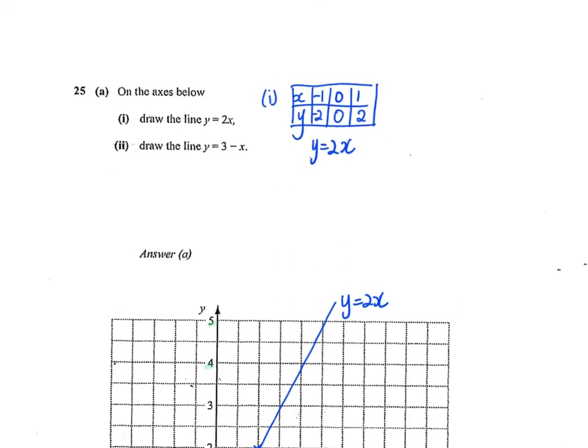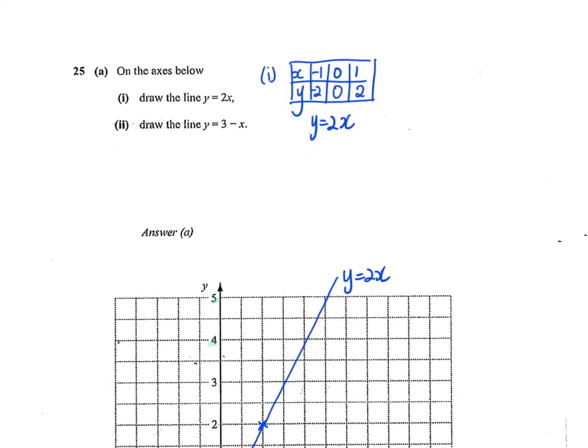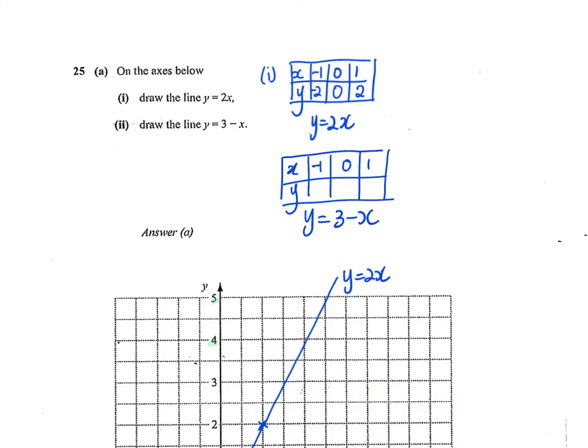Now let's continue. Draw the line y equals 3 minus x. So I need to have the equation. I'll draw a table again. So this equation now is y equals 3 minus x. As usual, I need 3 points, x and y. Probably I'll take negative 1, 0, and 1 again.